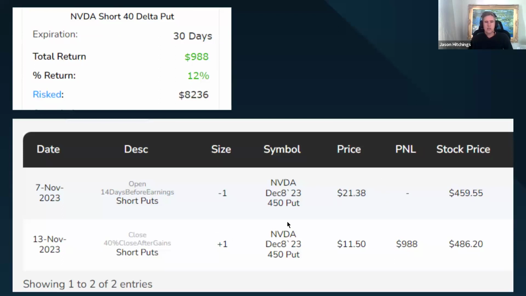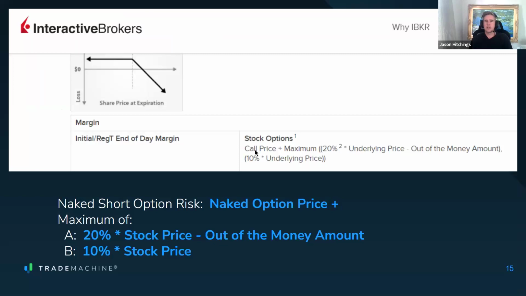And so in this trade, the user starts off short that same option that we looked at previously. You took a credit of $21.38 times 100, and then it was profitable. The way that we calculate that is using this Reg T.